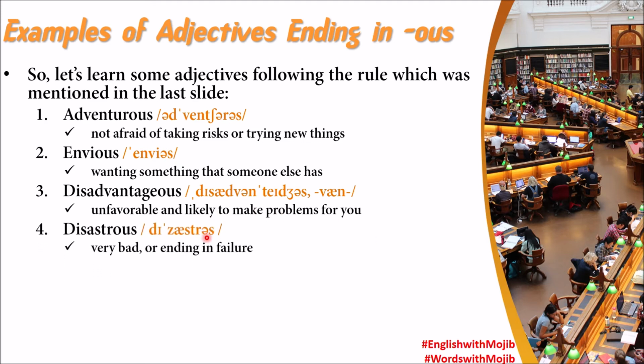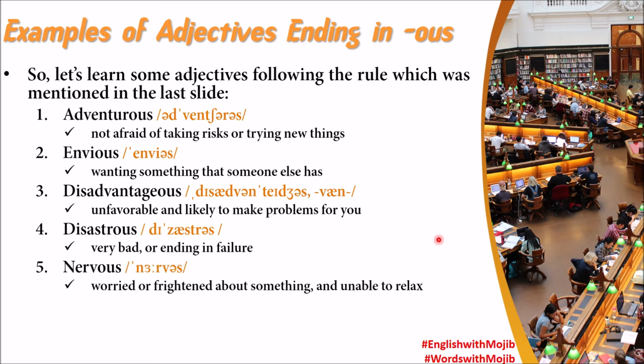Disastrous, which is made of the noun disaster. Disaster is a very, very bad and terrible event or happening, like earthquake, like flood. Disastrous means very bad or ending in failure. A disastrous person is a very, very bad person. You can't stand him or her.